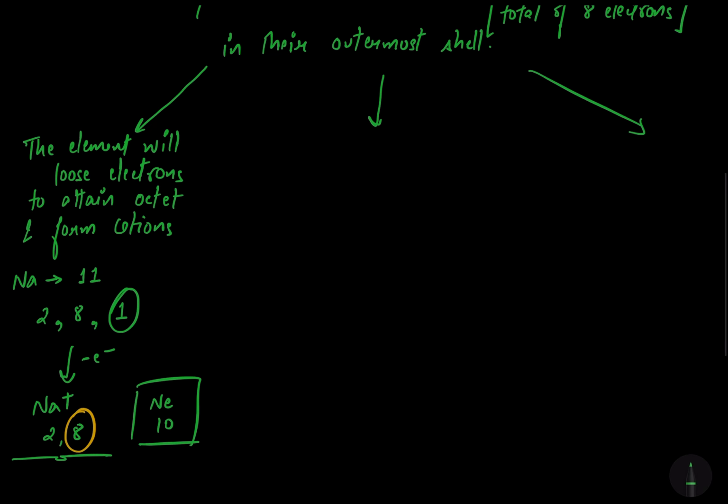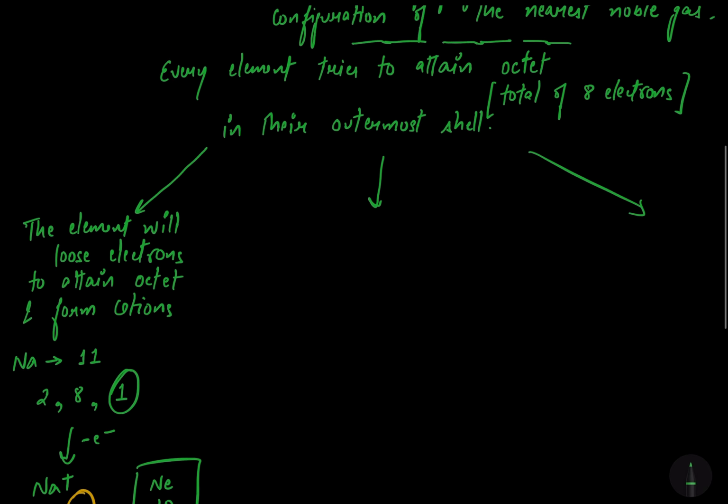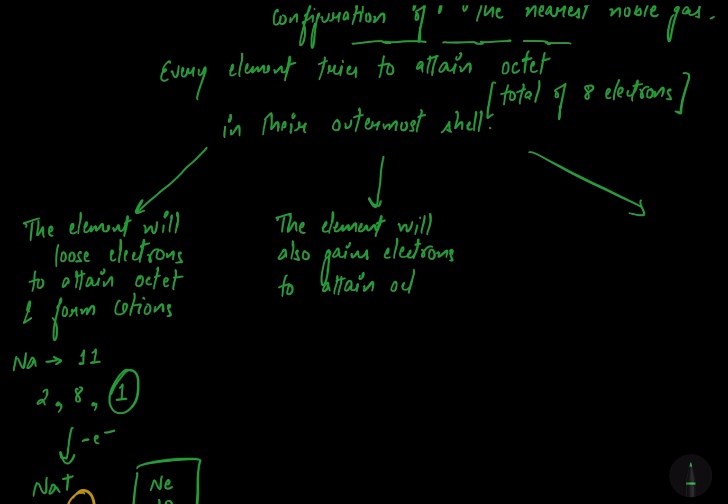Now, what's the second procedure? How will the element attain an octet? The other type is that the element will gain electrons to attain an octet and form anions.